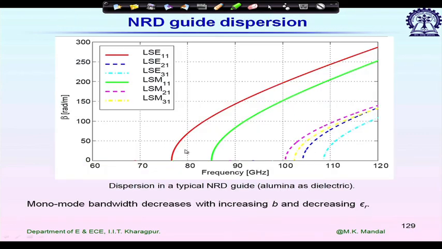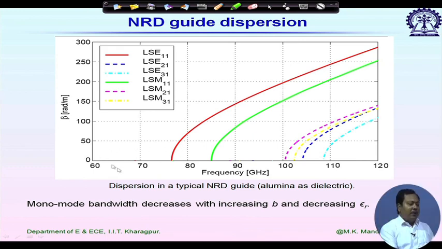This is the plot of beta versus frequency. So, for a given structure, we are plotting beta. For LSE mode, as expected, it is having the lowest cutoff frequency, beta equal to 0 approximately at 76 gigahertz for this typical example. Next mode that appears here is LSM11. Look at the mode designation here. Next, the pink one is LSM21.